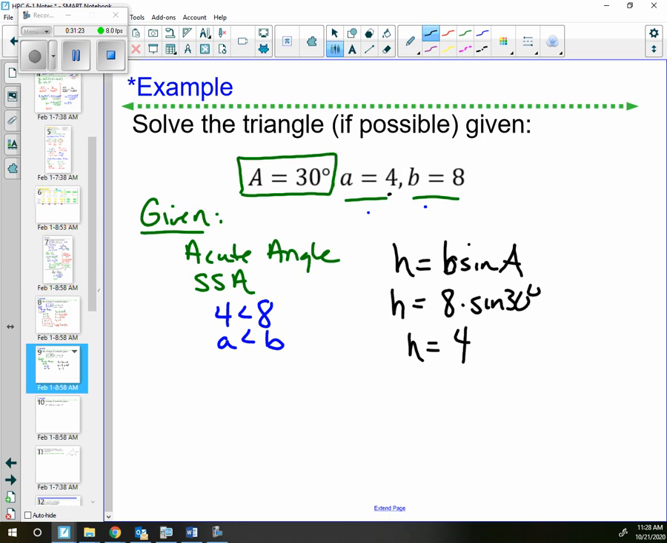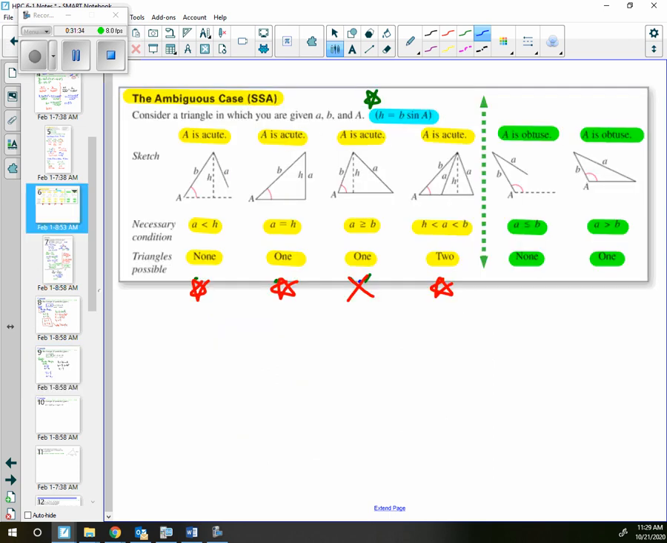So how does the A compare with the height now? So we need to make that comparison. Well, the A is 4 and the height is 4. So the A is actually equal to the H. So what does that mean? Well, that means I have exactly one triangle. It's the same height, the A value. So there's only going to be one way to draw that.